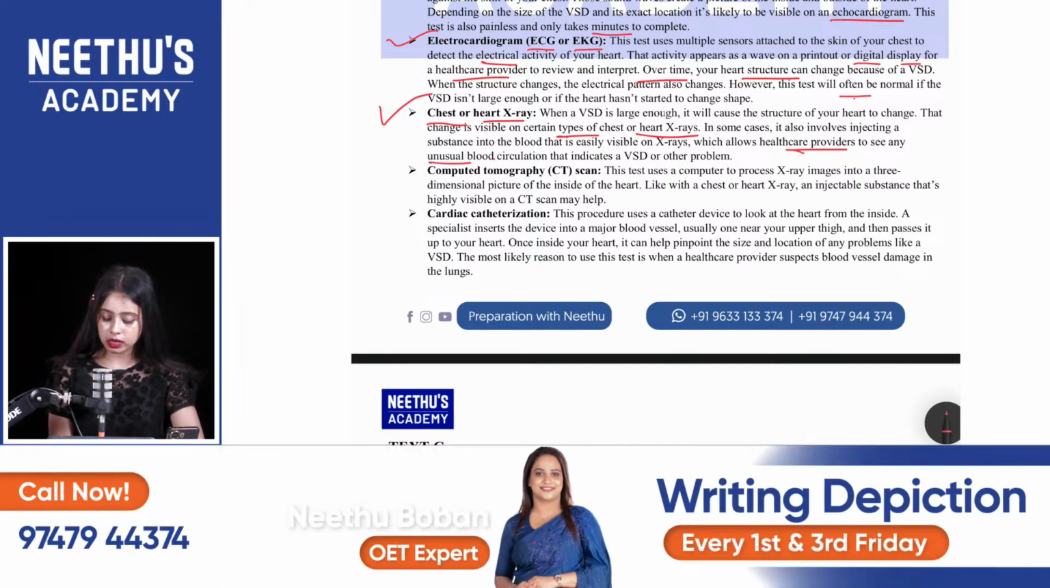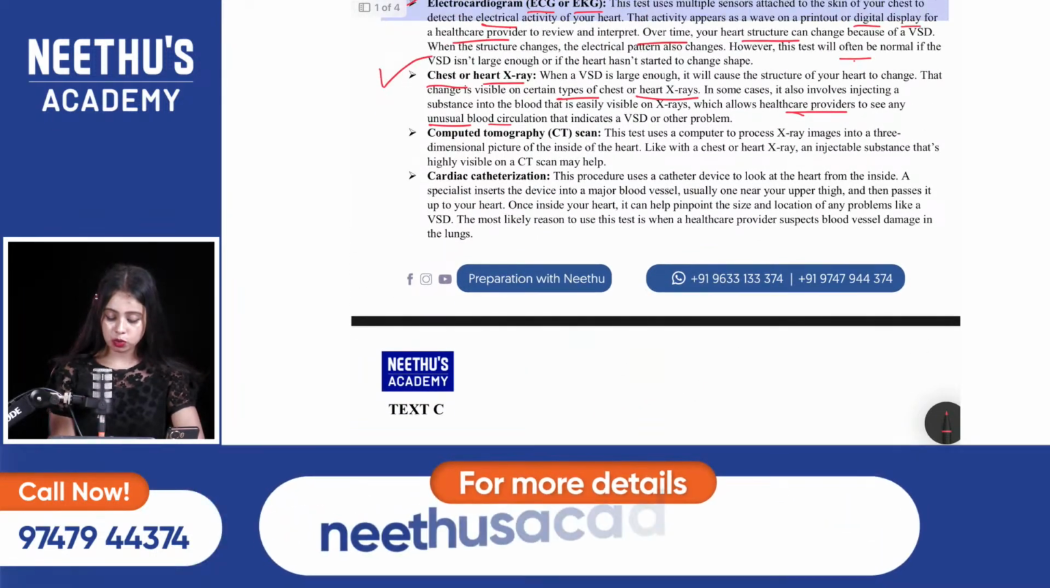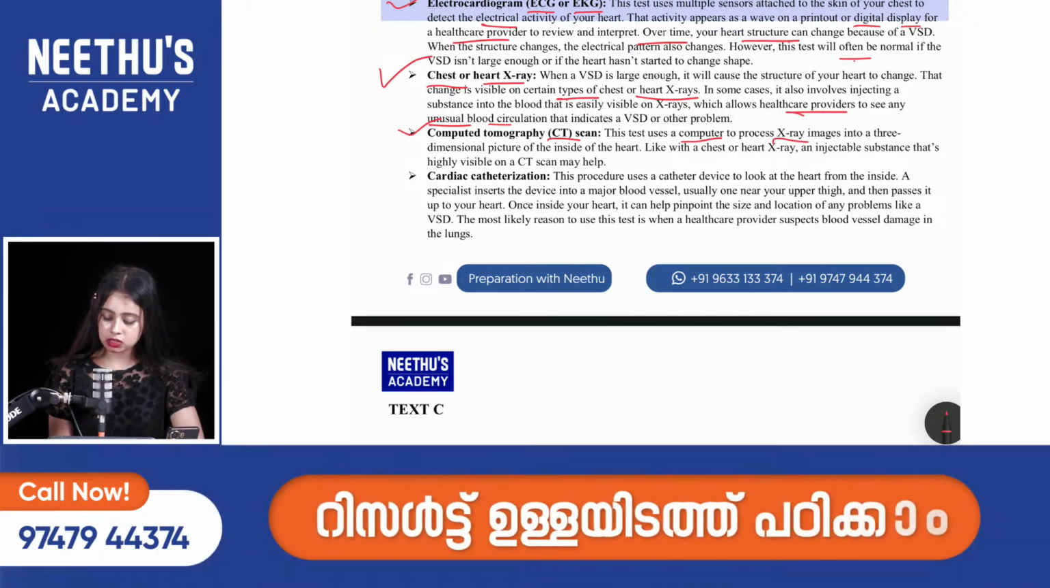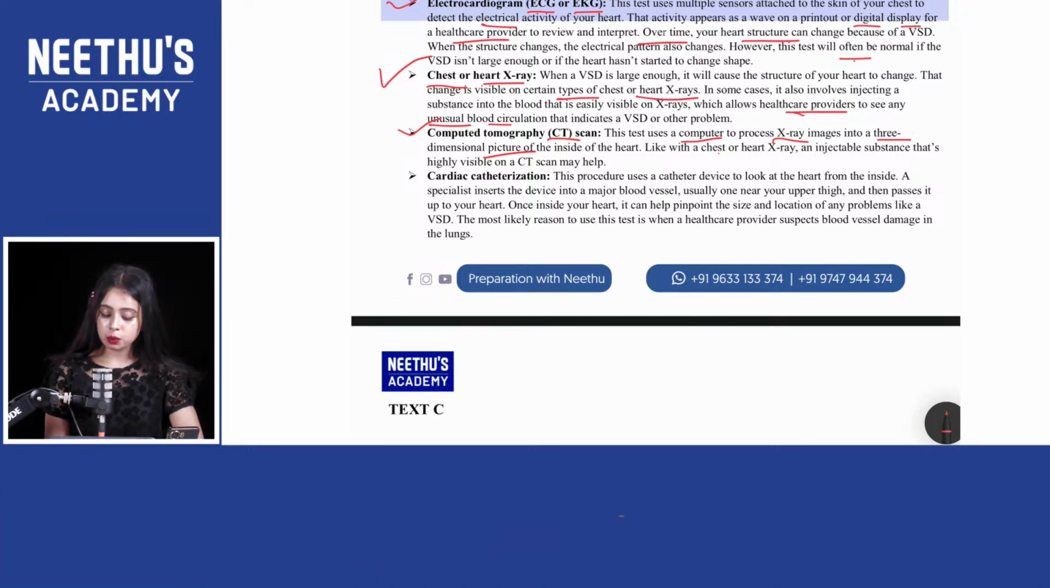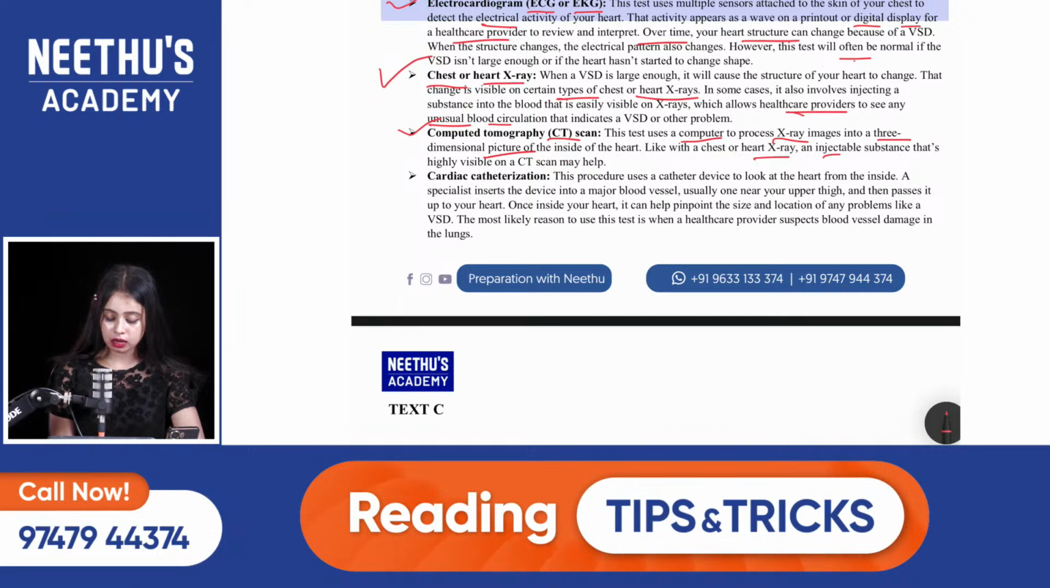Okay, blood circulation that indicates VSD or other problem. Then computer tomography or CT scan. This test uses a computer to process X-ray images into a three-dimensional picture of the inside of the heart. Like with the chest or heart X-ray, an injectable substance that is highly visible on CT scan may help.